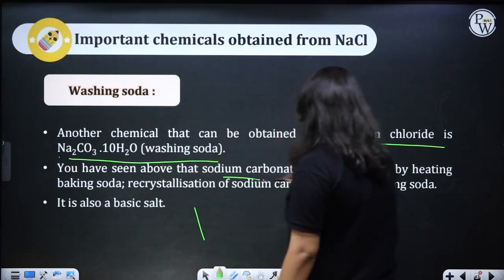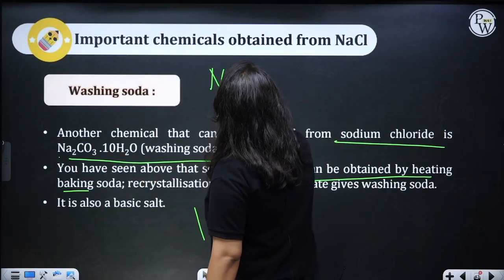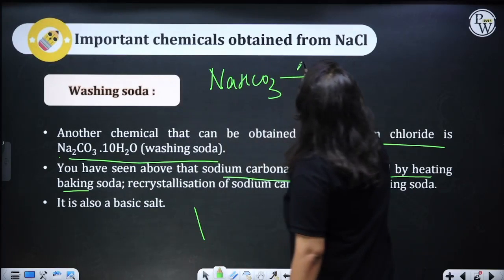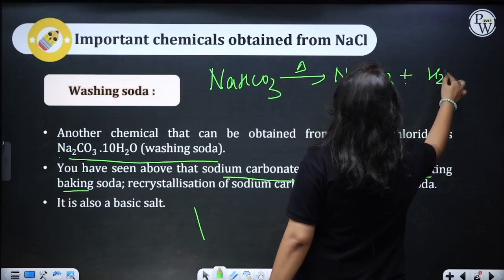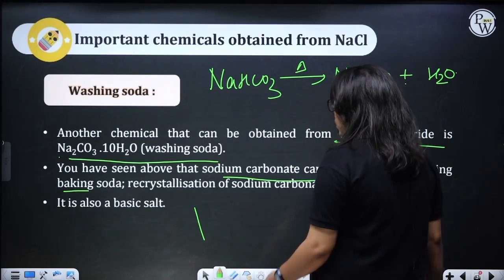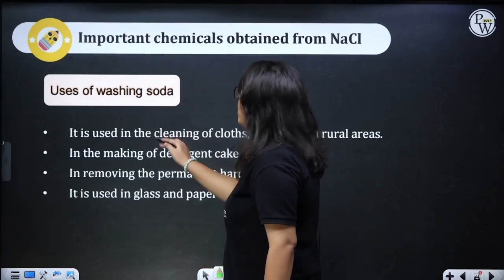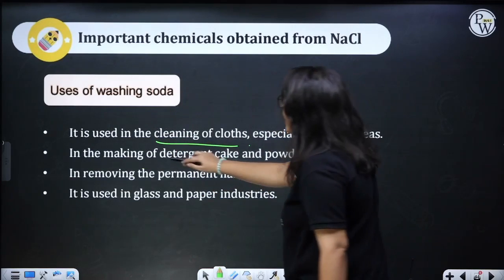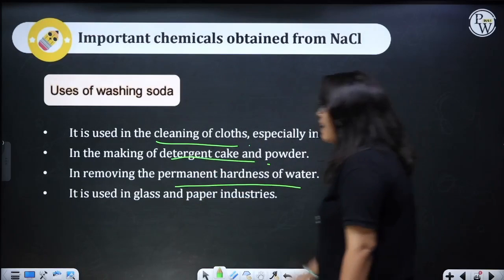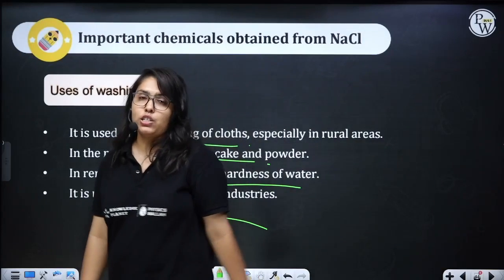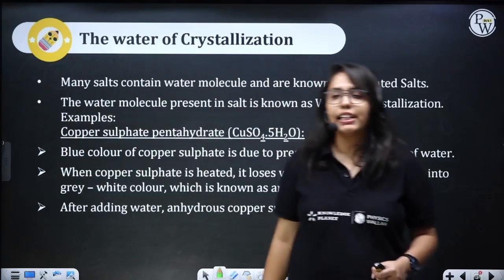You have seen that sodium carbonate can be obtained by heating of baking soda. That is, when baking soda is subjected to heating, what we get is sodium carbonate along with water. And this is also a basic salt. What is its use? Washing, used for cleaning. It is used for making detergent cakes and powders. It is used for removing permanent hardness of water, and it is used in glass and paper industries. These are its uses.